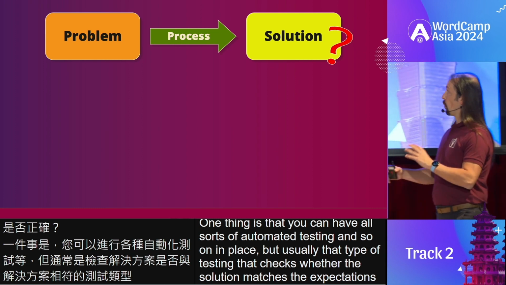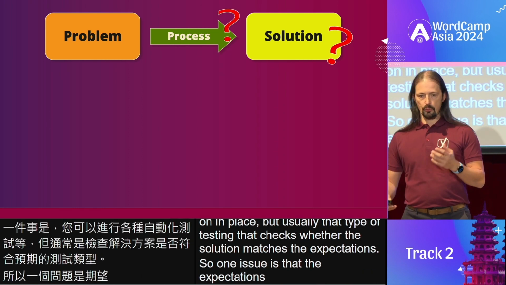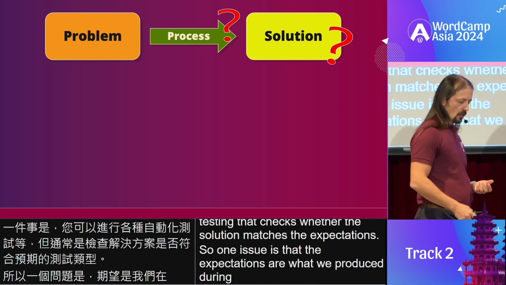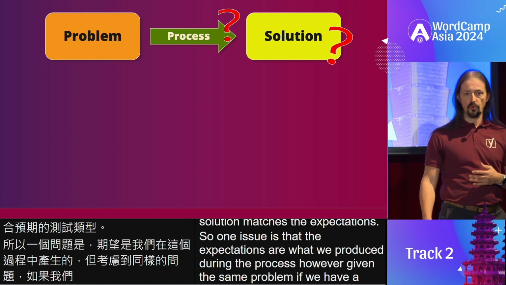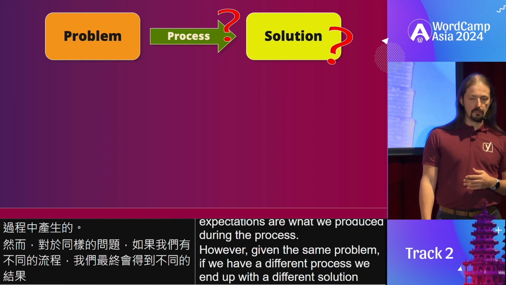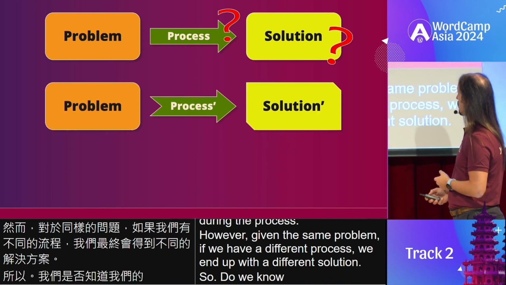So, one issue is that the expectations are what we produced during the process. However, given the same problem, if we have a different process, we end up with a different solution. So, do we know whether our process is actually correct?